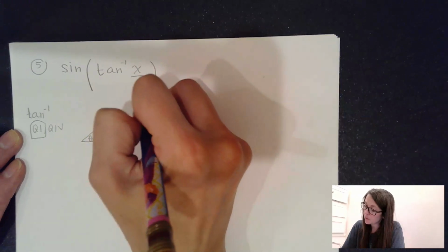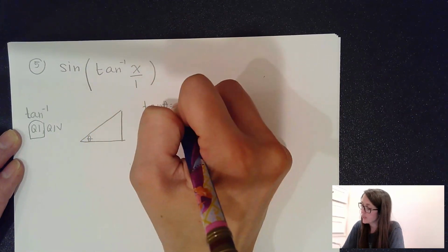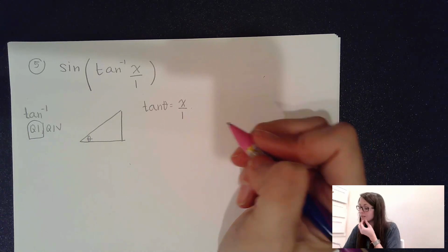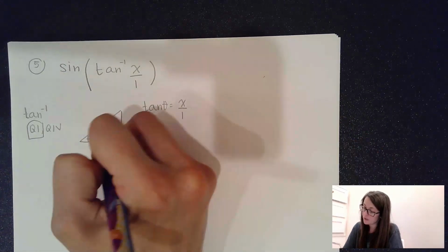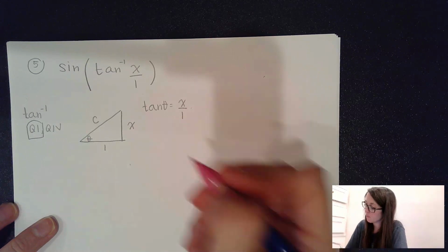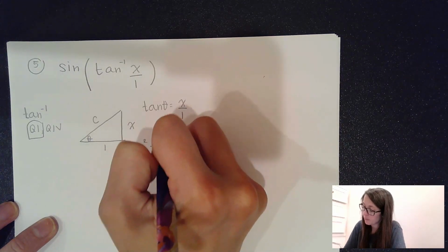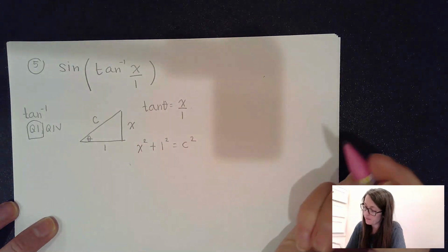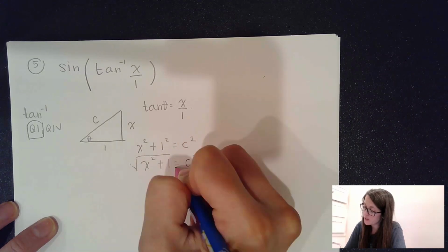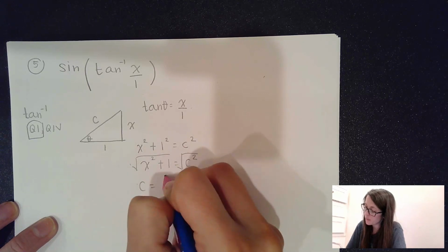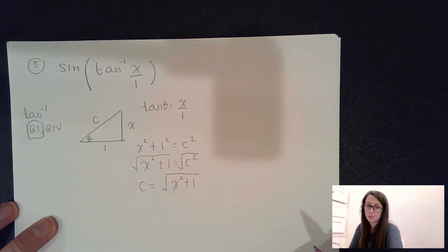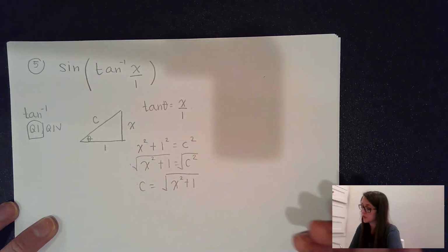So what I'm looking for is the theta where tangent of that angle is x over 1. So tangent is opposite over adjacent. So the side that I need to find is that c over there. So we'll have x squared plus 1 squared is going to be equal to c squared. So we'll have x squared plus 1, and then if we take the square root of both sides here, then our c is just going to be the square root of x squared plus 1. And this will be positive because it's in quadrant 1 here, right? Both of those are positive, so your c is always positive.